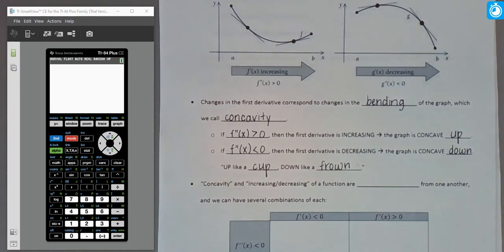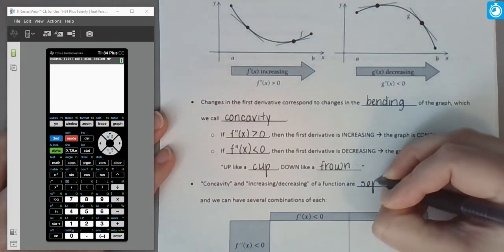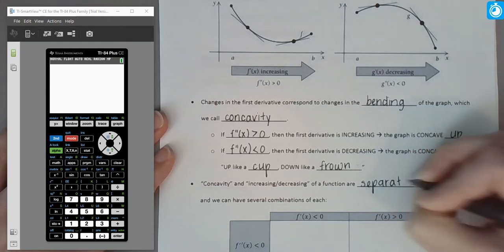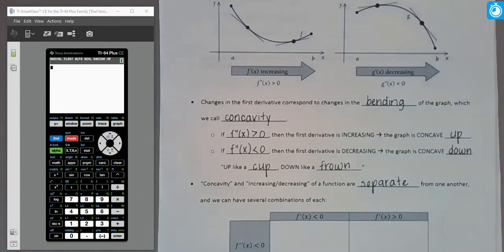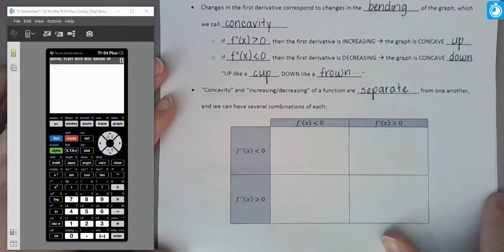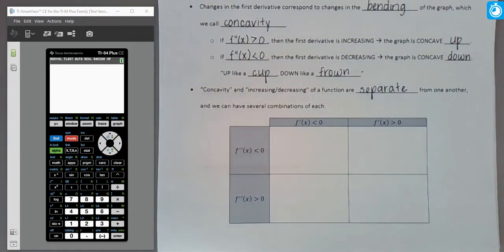Now we have to be careful about this idea of concavity and comparing it to what we know about where the function is increasing and decreasing, what we determined from the first derivative. We have to keep in mind that these concepts are separate from one another. In other words, we can have different combinations where our function can be concave up and either increasing or decreasing, and concave down and either increasing or decreasing. We have a bunch of different things we can see, and we have to keep in mind that these two ways of classifying a function and its graph are independent of one another.